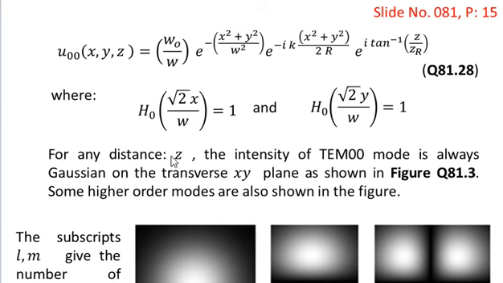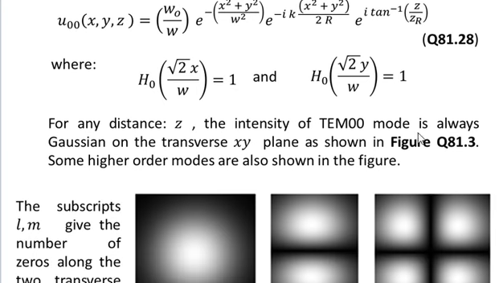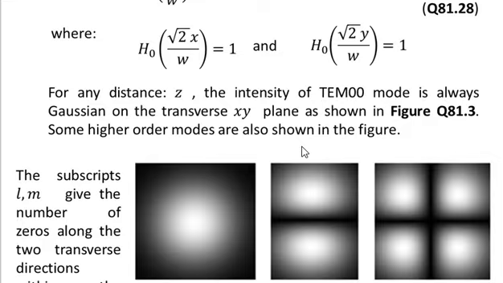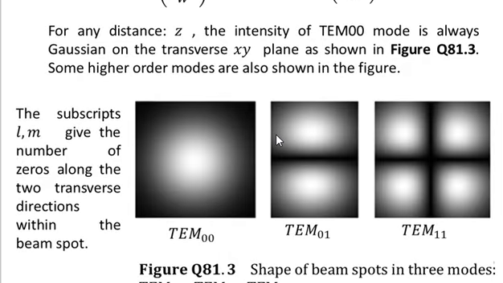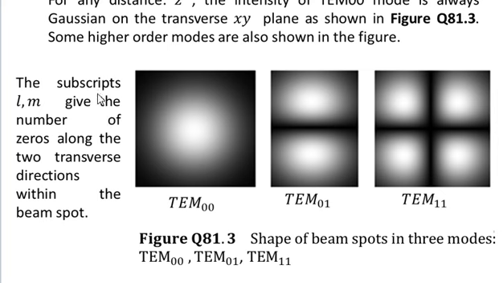For any distance z, the intensity of the TEM00 mode is always Gaussian on the transverse xy plane, as shown in figure number 3. For example, this one is the TEM00 mode. You can see this is the spot of the laser beam. Some higher order modes are also shown in the figure, for example TEM01 and TEM11. The subscripts L and M give the number of zeros along the two transverse directions within the beam spot.